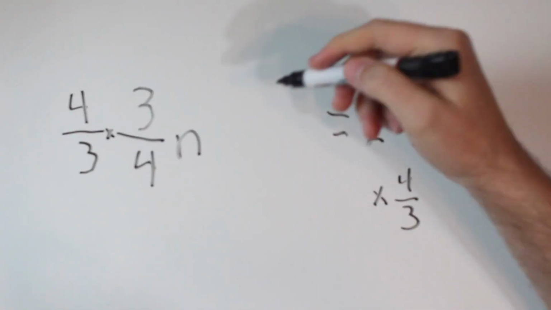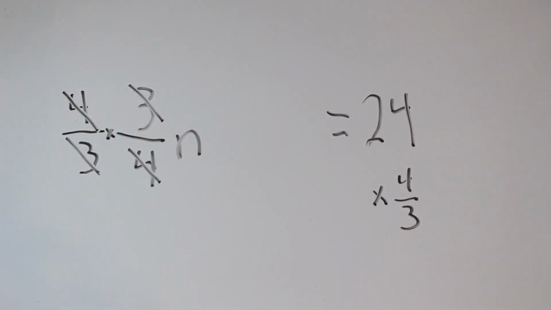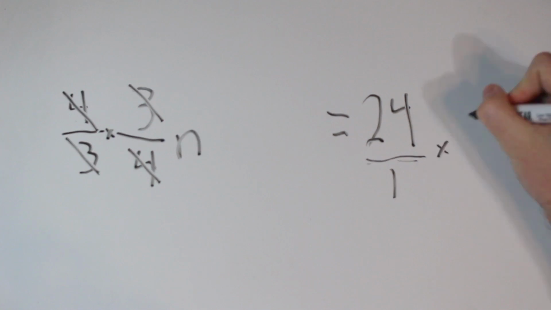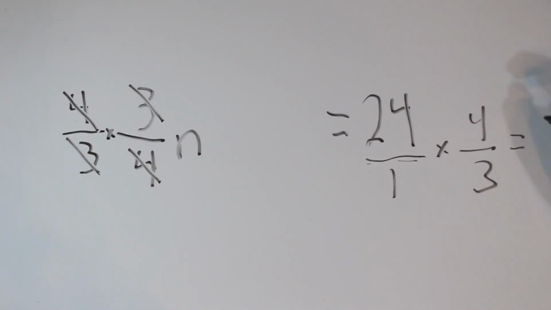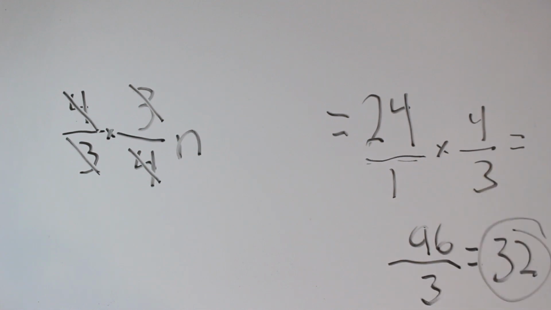Over here, 4/3 and 3/4 cancel each other out. On the other side, 24 times 4/3 is 96/3, which reduces to 32. And there's our answer.